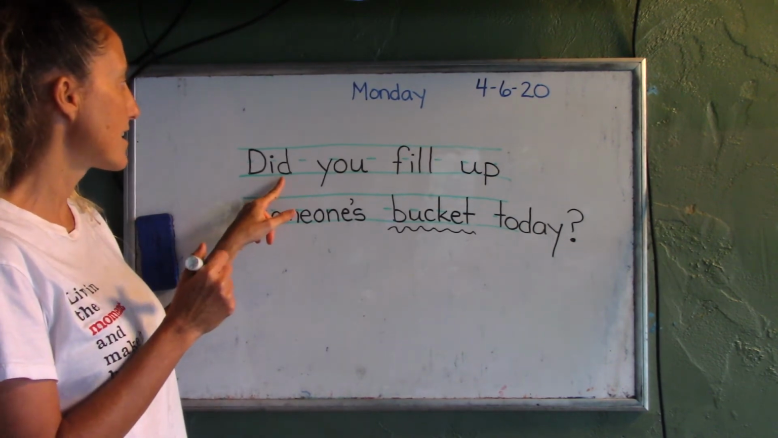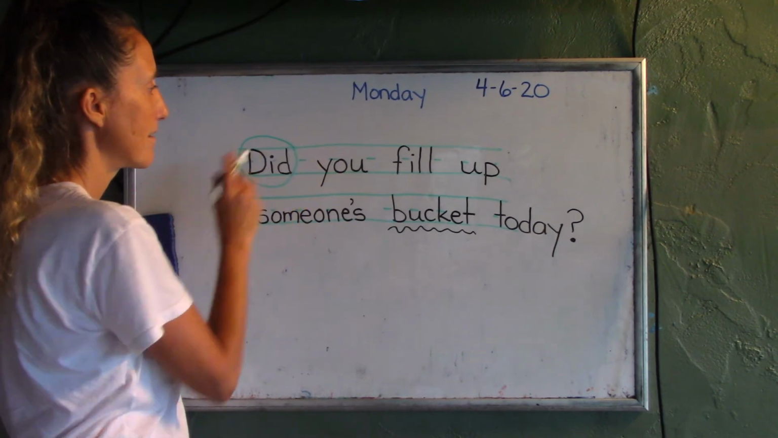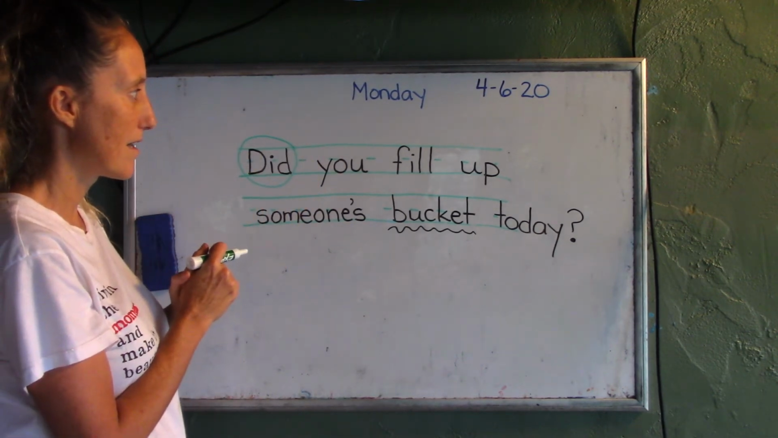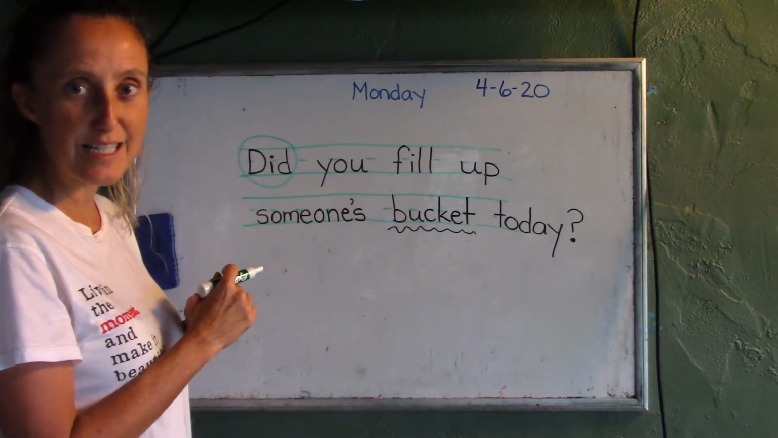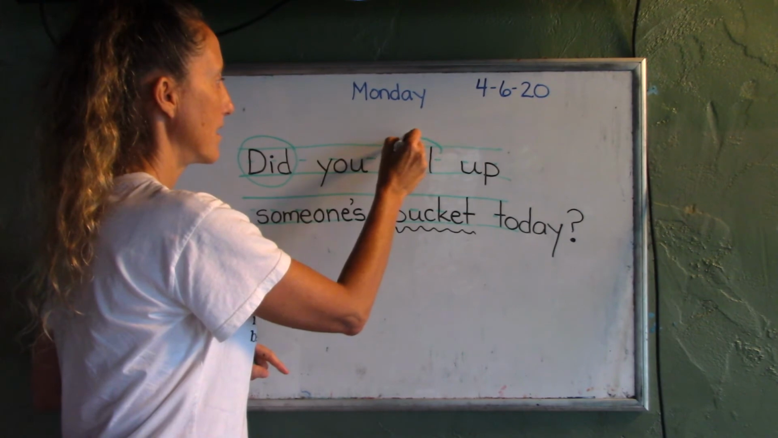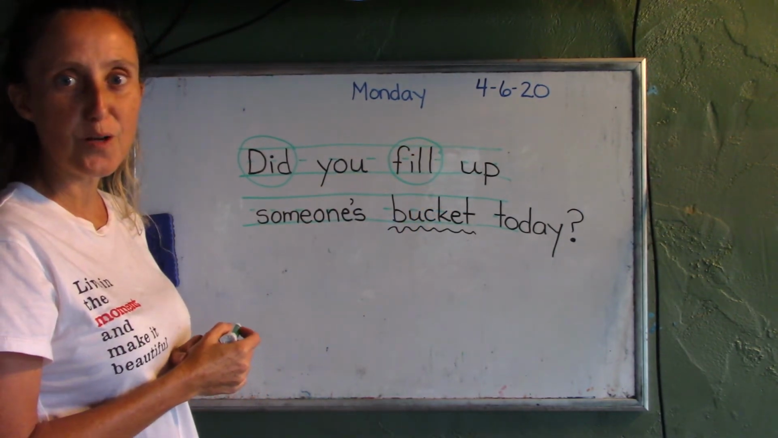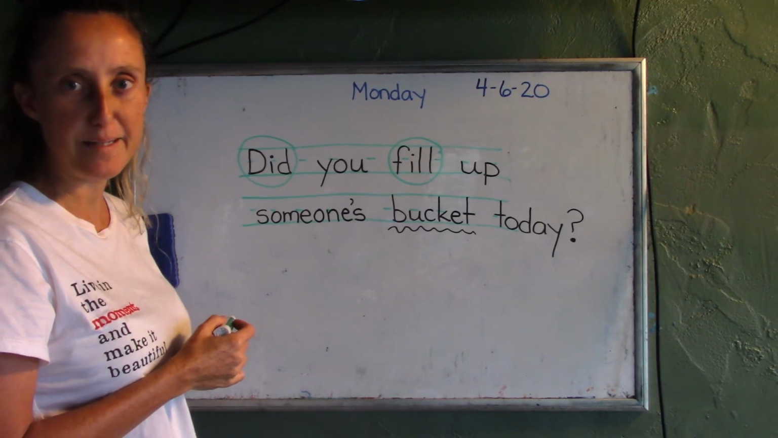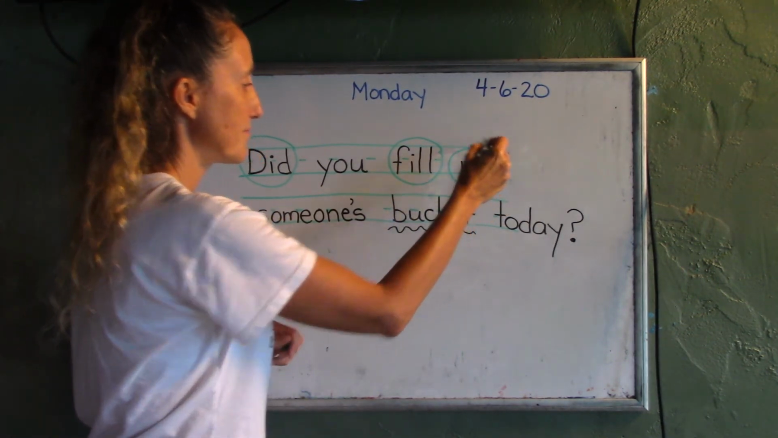D, I, d. So let's circle that green. Second one I found, hopefully you found it too, is fill. Fill. And the word right next to it, up. Up. You can hear the letters in that. That's an easy one.